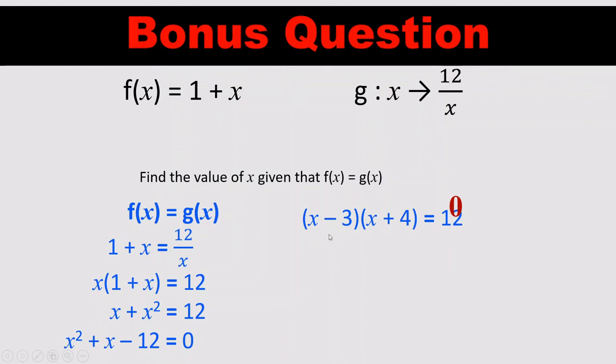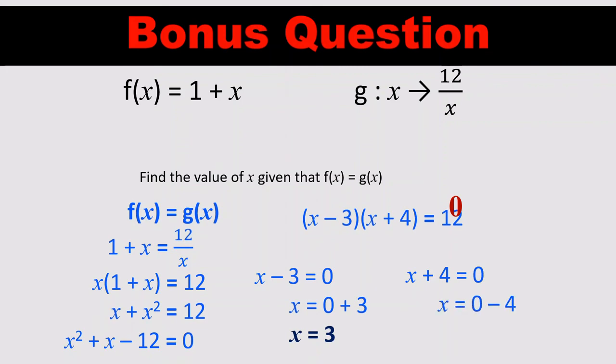But if something multiplied by something is equal to 0, then either this is 0 or that's 0. So either x minus 3 is equal to 0, in which case x is equal to 0 plus 3, so x must be equal to 3. Or x plus 4 is equal to 0, in which case x is equal to 0 minus 4, which is negative 4. So there are my two possible values for x, which I could substitute into function f and function g to make them equal to each other.